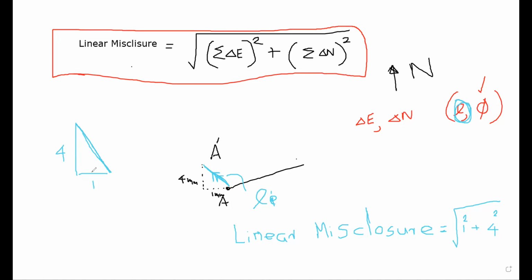Sorry, this should be misclosure. Sorry for that mistake. This misclosure, closure. Linear misclosure, the general equation is this, so that quantity is very important. I will come to that later, right?